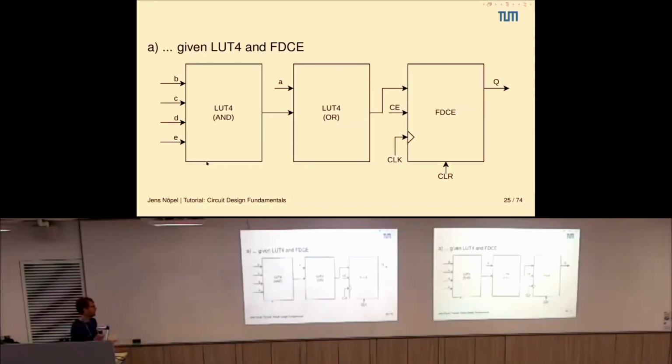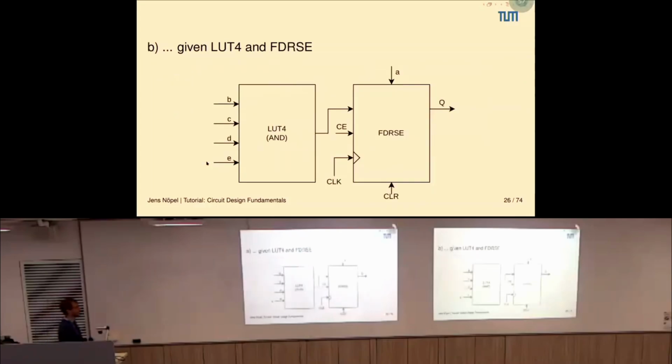But we only have a 4-input lookup table. So the first lookup table gets 4 input signals, the second one gets 1. In that case, it's done the way that the first lookup table implements the AND operation and the second one the OR. And then we just feed the output to the flip-flop and it gets the according value stored.